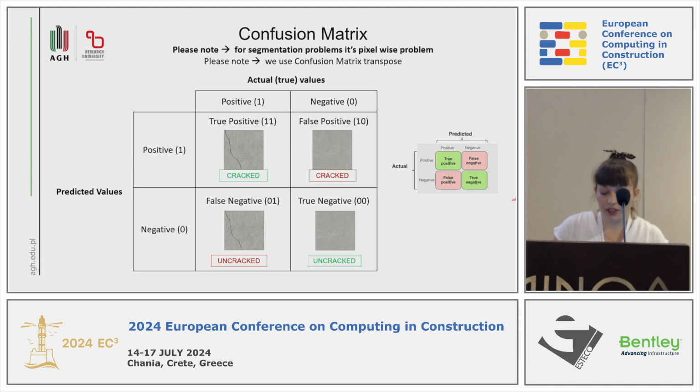Today we will be presenting a solution for the segmentation, and not the classification, of images. But segmentation is nothing else than classification at pixel level, and we will refer to metrics that are the results of the confusion matrix.